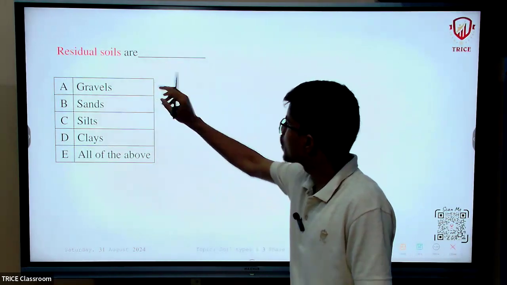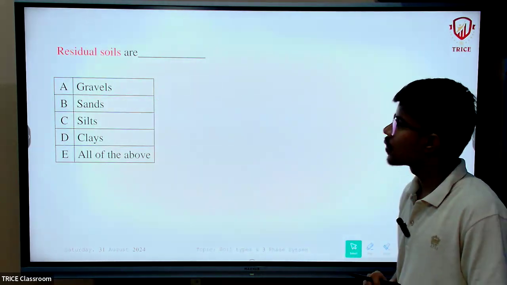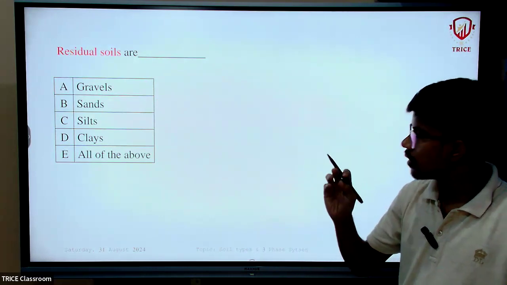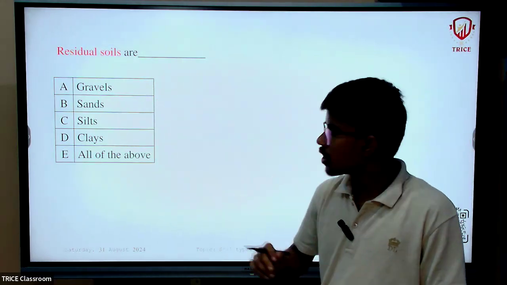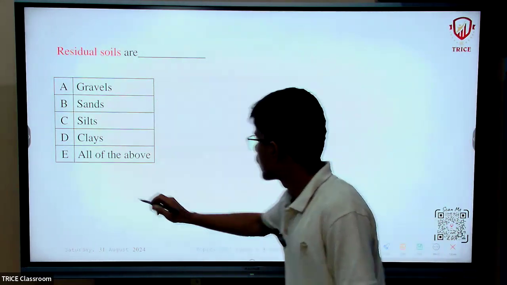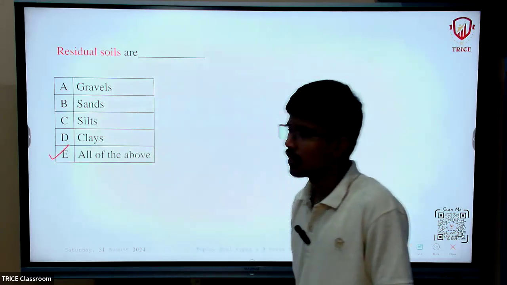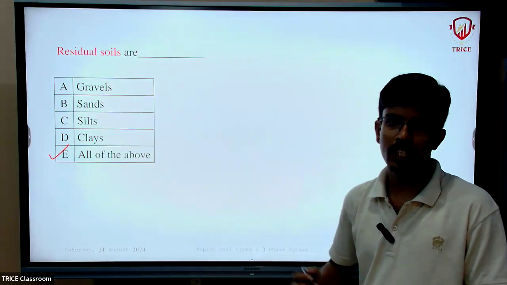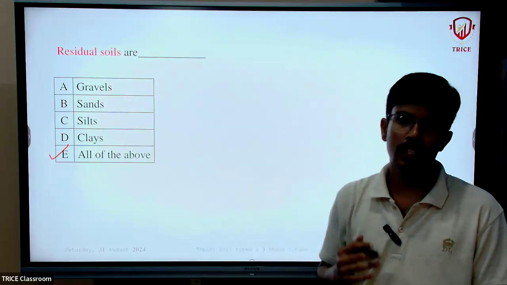Okay, so for this condition, the residual soils include gravel, sand, silt, and clay, nothing but all of the above, right? So for this condition, we can say the answer will be option E. The residual soils will be all the four, from gravel size to clay size.